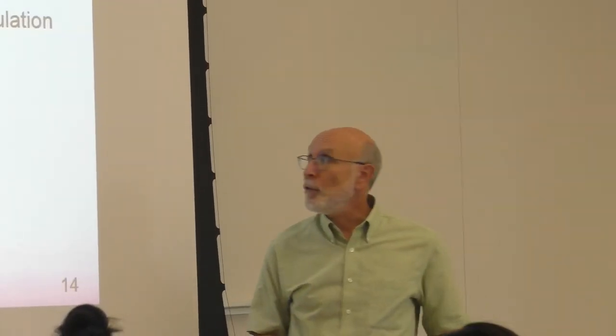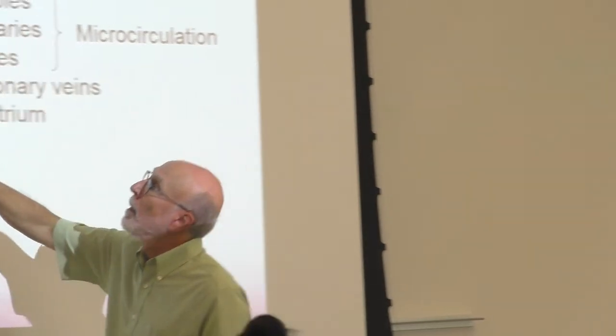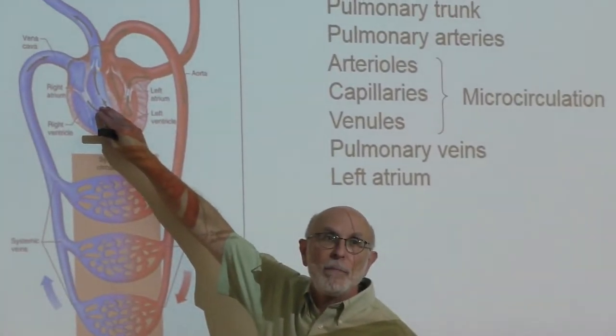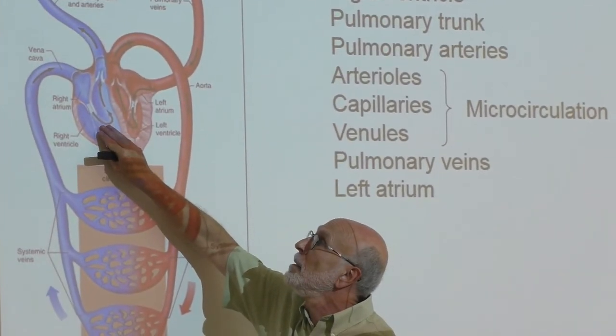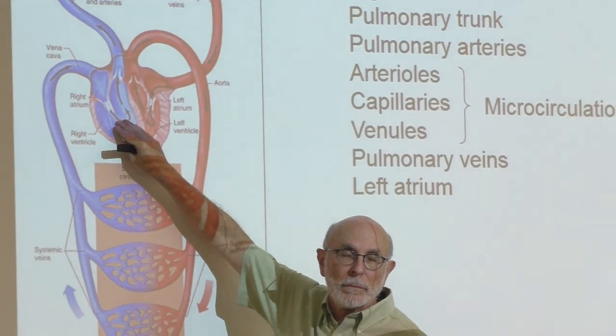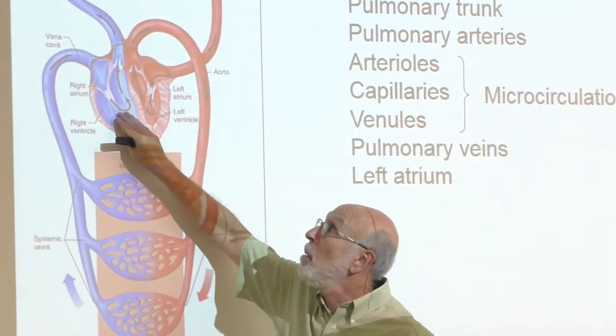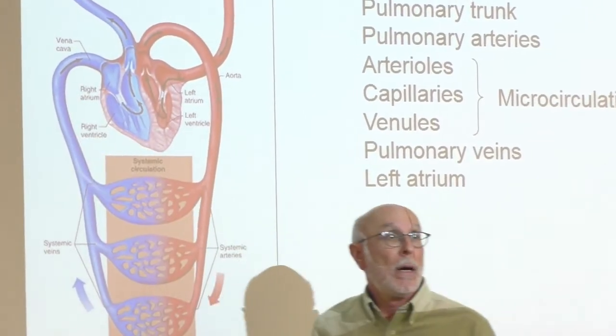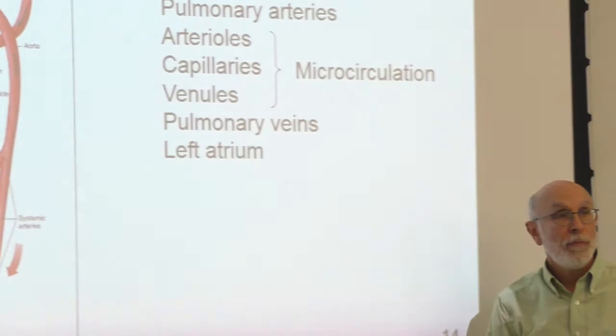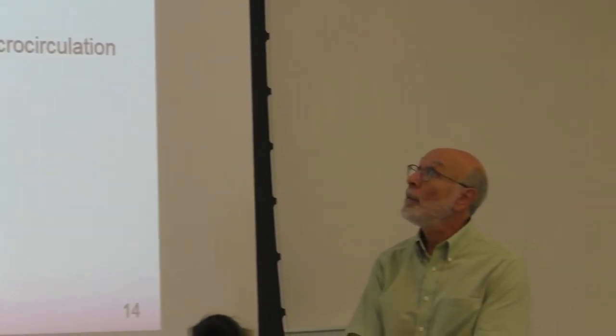Let's do the same thing for the pulmonary circulation. Deoxygenated blood from the right ventricle is pumped into a big tube that has a name called the pulmonary trunk. And the pulmonary trunk divides into pulmonary arteries. There's names. And those pulmonary arteries go to the lungs, where the microcirculation exists.